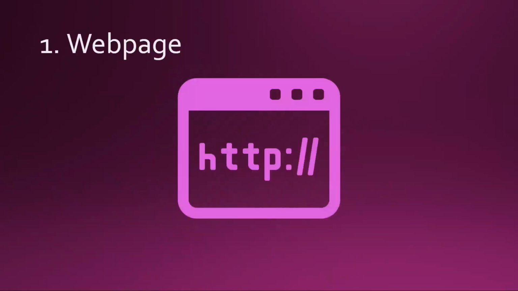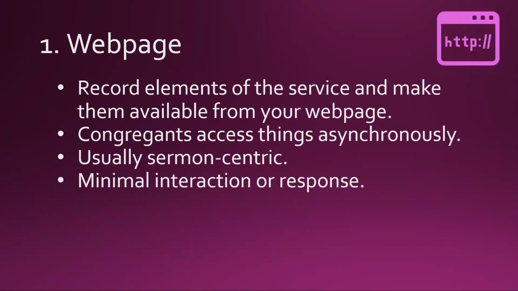The first one is web page. There are different versions of this, but the basic features are you record elements of the service and make them available from your web page. Congregants access things asynchronously. That word asynchronously means that they're not done linearly at the same time. So in other words, it's not a live thing, it's not a shared thing, but rather somebody goes to church at 9:30 a.m. on Sunday, somebody else starts at 9:55, somebody else starts at 10:12, somebody else starts at 1:30 on a Tuesday. It's asynchronous.